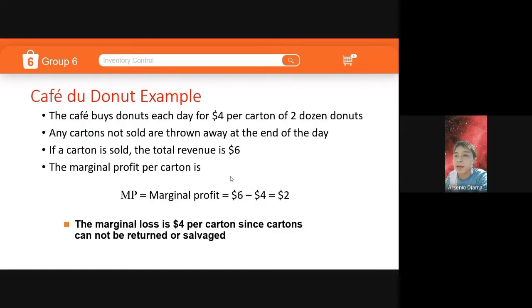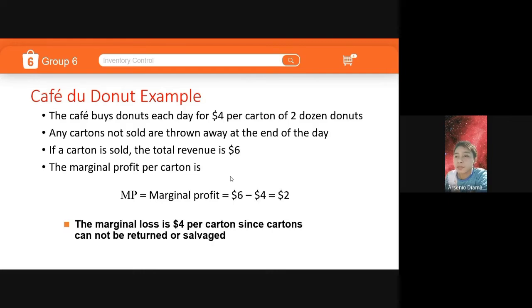The cafe buys donuts each day for $4 per carton of 2 dozen donuts. Any cartons not sold are thrown away at the end of the day. If a carton is sold, the total revenue is $6. The marginal profit per carton is $2. So marginal profit is equal to $6 minus $4 equals $2. The marginal loss is $4 per carton since marginal loss is equal to the cost.